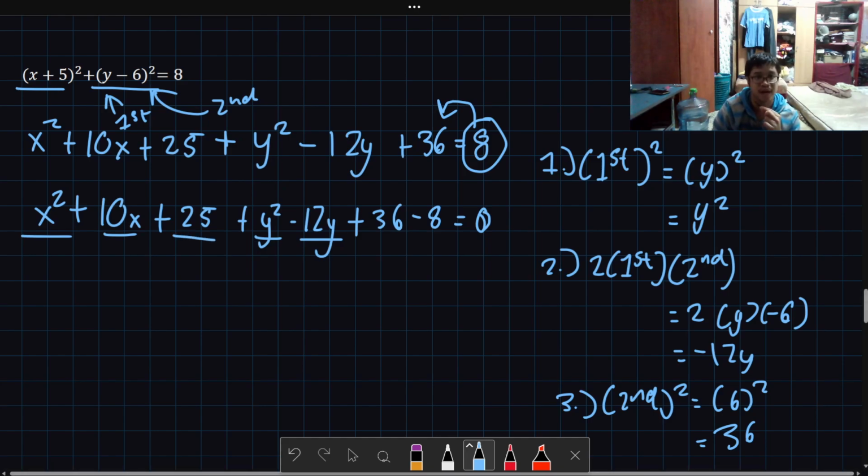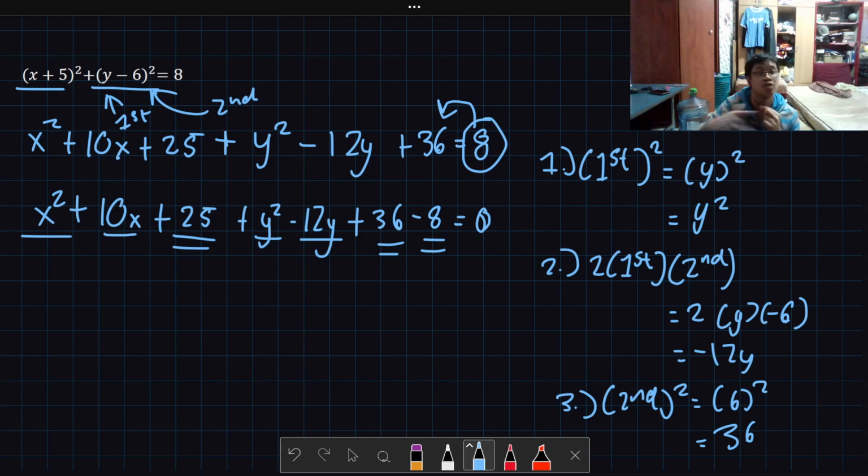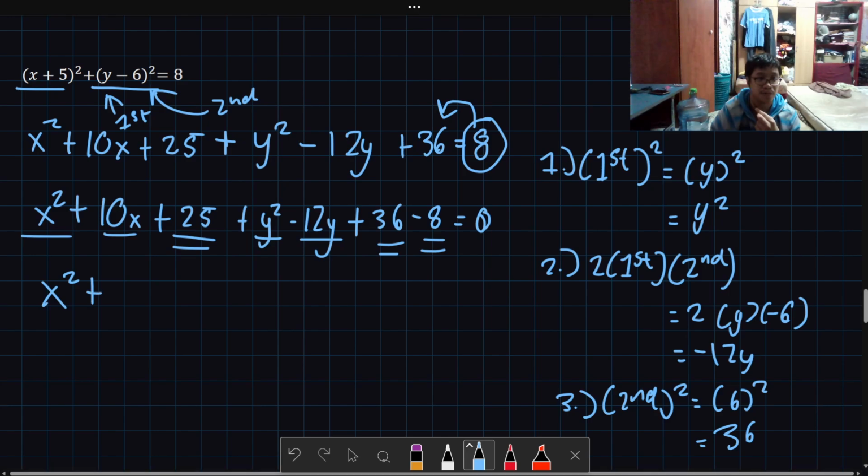However, for 25, 36, and negative 8, these three are like terms because all three of them are constant terms. So you can combine them together. Let's add them together: 25 plus 36 minus 8 will give you 53. So let me just copy the other terms: x squared plus 10x plus y squared minus 12y plus 53.